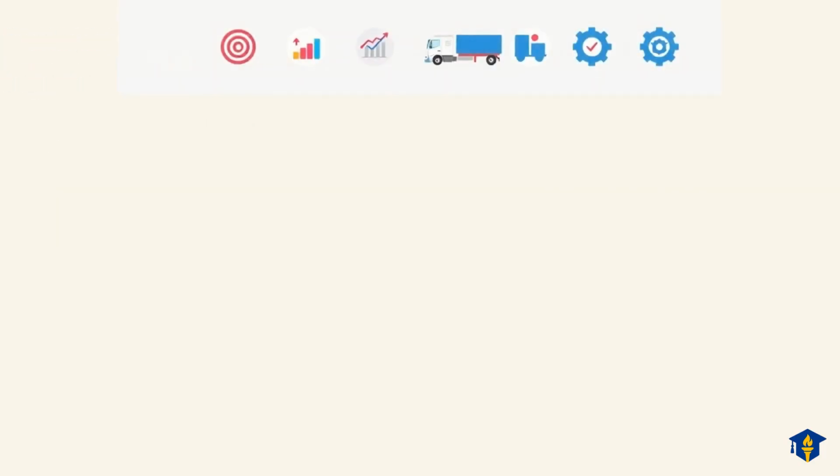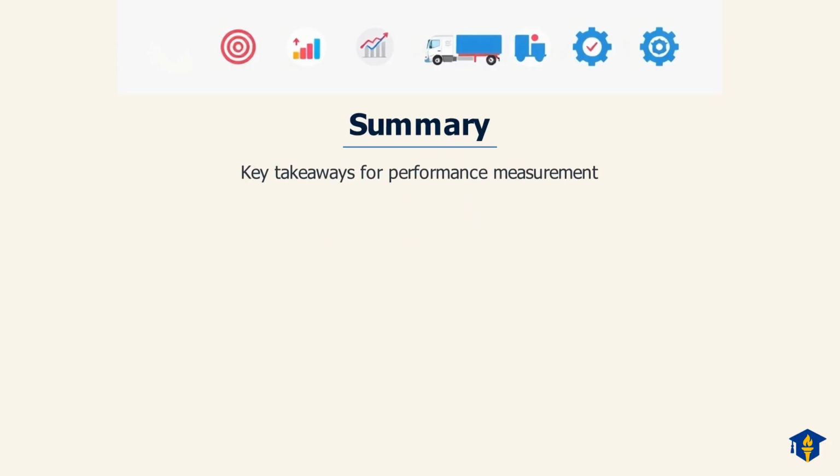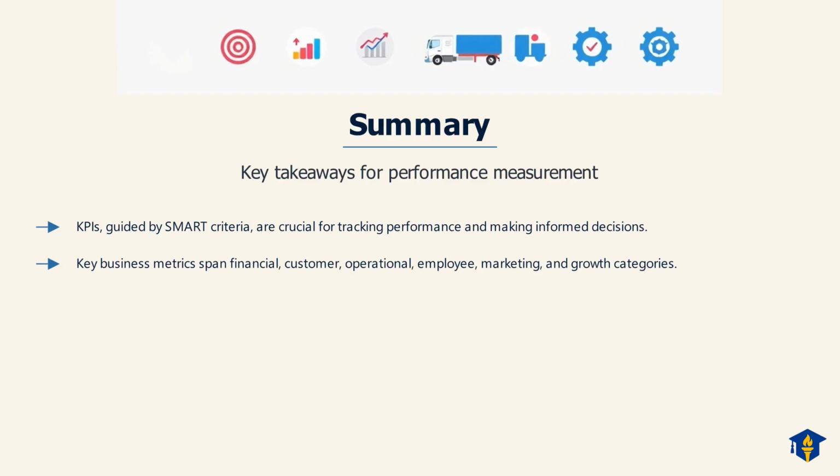Well, let's summarize the key points from our lesson today. These are the essential takeaways for understanding business performance measurement. KPIs, guided by SMART criteria, are crucial for tracking performance and making informed decisions. Business metrics cover financial, customer, operational, employee, marketing, and growth categories for a complete view. Leading indicators forecast future trends, while lagging indicators reflect results from the past.